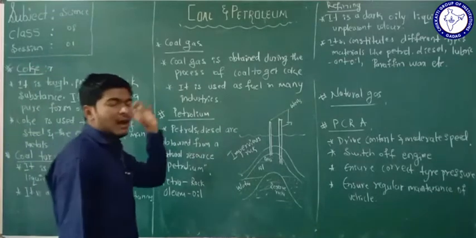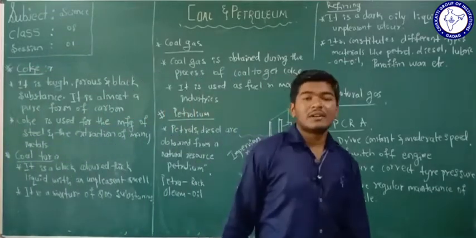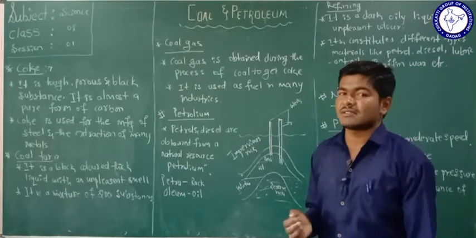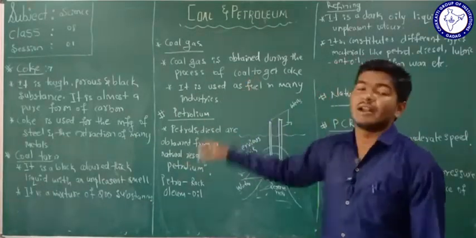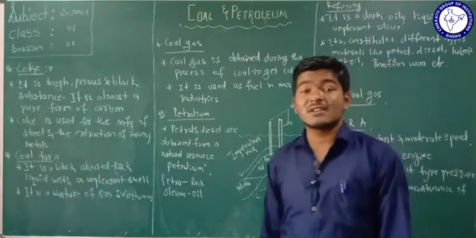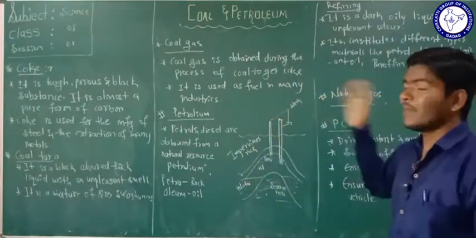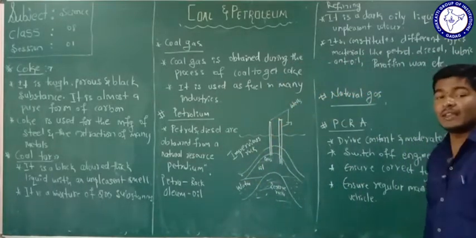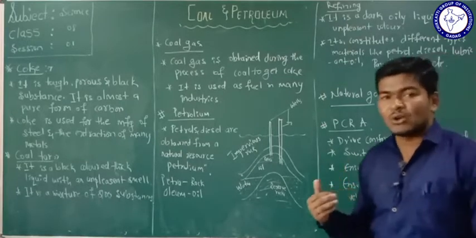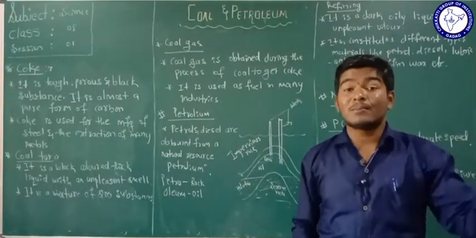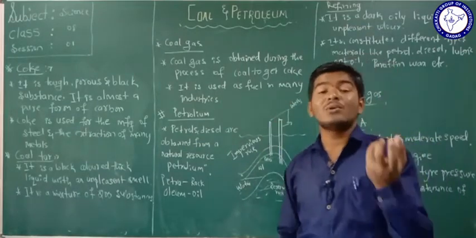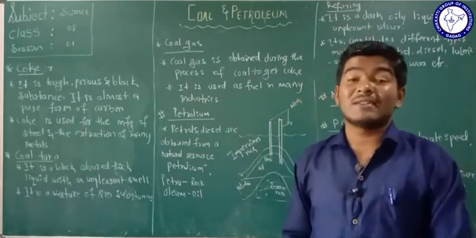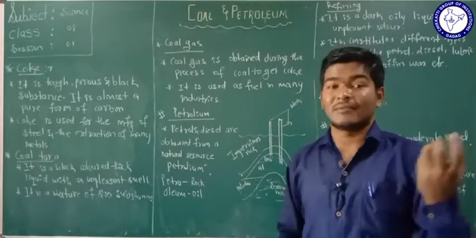So this is all about coal. We studied one of the most important exhaustible natural resources, that is coal. Now I will consider another exhaustible natural resource, that is petrol or petroleum. Petroleum includes all the petroleum products like petrol, diesel, and also lubricants. How we get petroleum and how it is formed, that will be studied now.